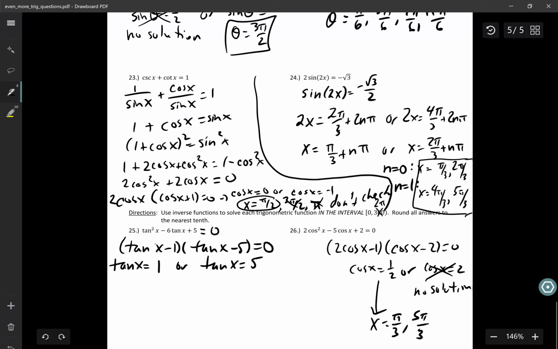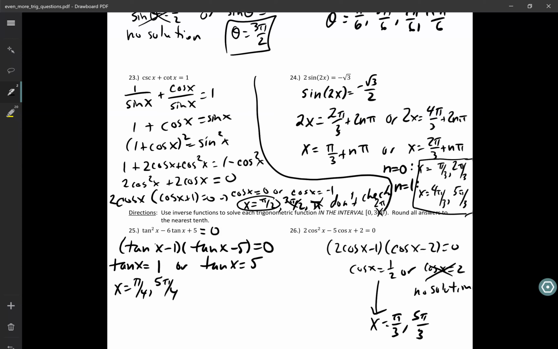Now the first one I can do. If I do tangent of x equals 1, that tells me that x is pi over 4 in quadrant 1. I could put a plus n pi here, but notice this: the directions here are find the solutions in the interval from 0 to 2 pi. The other one's going to be 5 pi over 4. That's the angle that's down in quadrant 3.